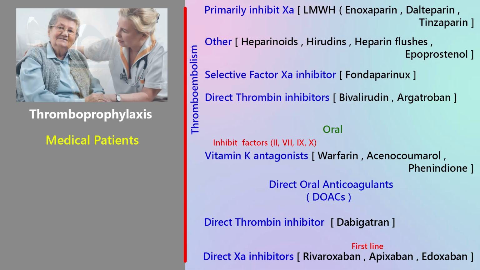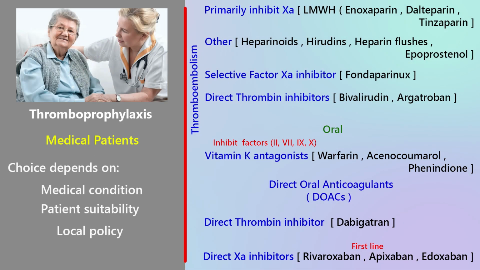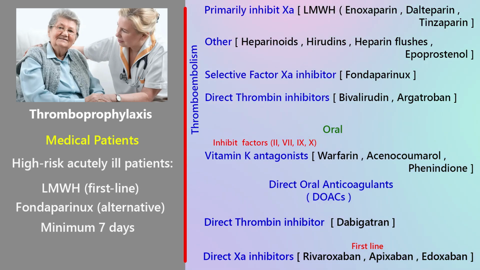Now, medical patients. The choice depends on the illness, the patient, and local policy. High-risk acutely ill patients usually receive LMWH first line. Fondaparinux is an alternative.